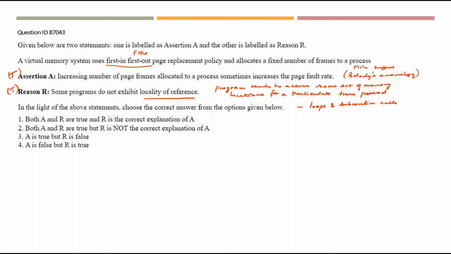locality of reference. So we can mark both A and R are true, but R is not the correct explanation of A. There is no relation between A and R in concept of page replacement. So they are talking about virtual memory system and FIFO replacement policy. Assertion is related to the statement given above it, but the reason is not supporting the assertion.